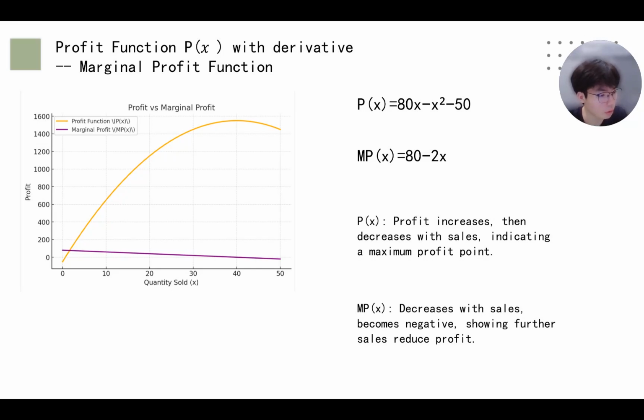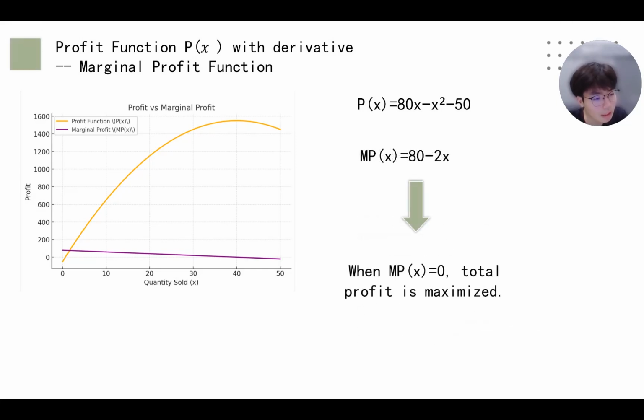Also, as the graph shows, profit increases initially as sales grow, and the profit reaches a maximum point beyond which it starts to decrease, indicating diminishing returns or increased cost. The marginal profit function shows how profit changes with each additional unit sold. When MP(x) equals 0, profit is maximum. Solving 18 minus 2x equals 0, we get x equals 40.